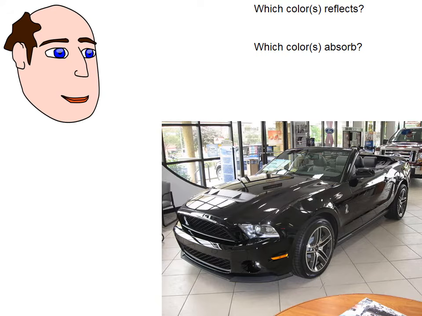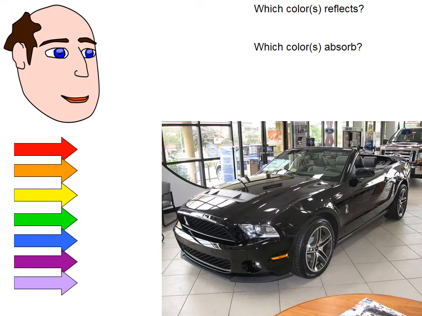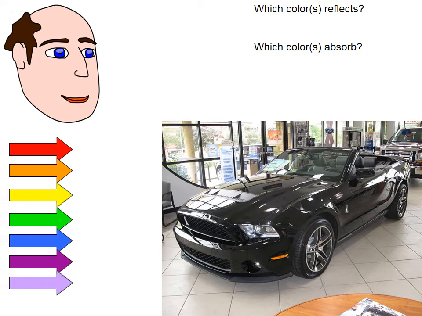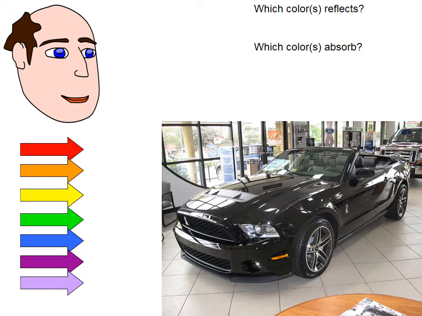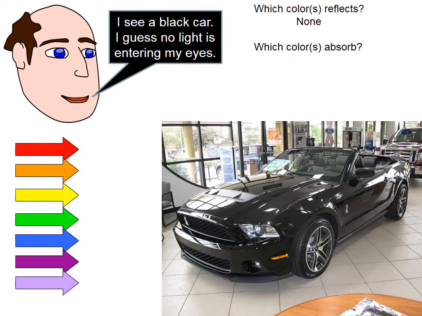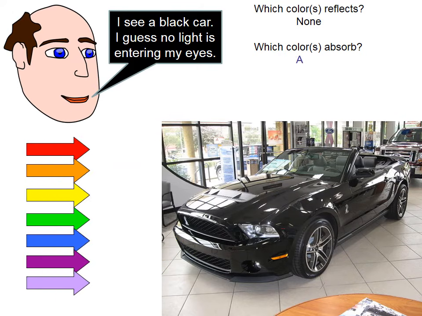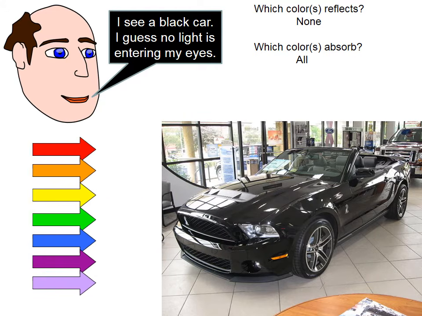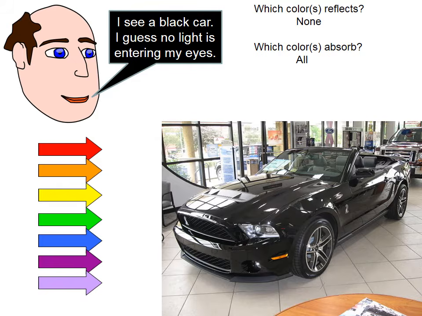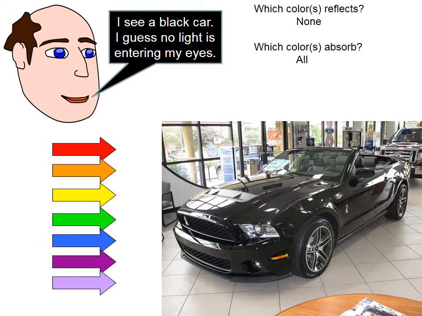And so the opposite of white is black. If light is shining on this automobile, the color black reflects nothing. The color black absorbs all. So when you see a black object, whether it's a shirt or an automobile, you're really seeing no light at all. No light is entering your eyes, and we interpret that as the color black.